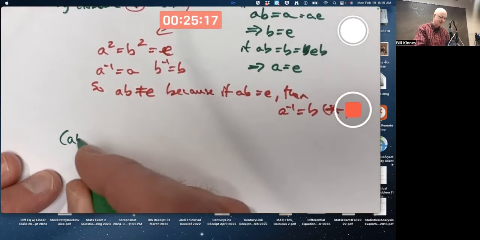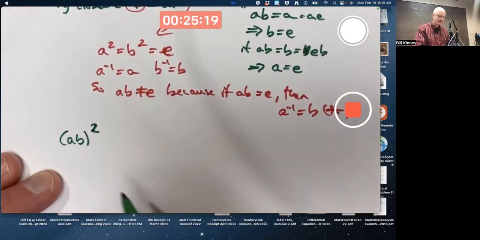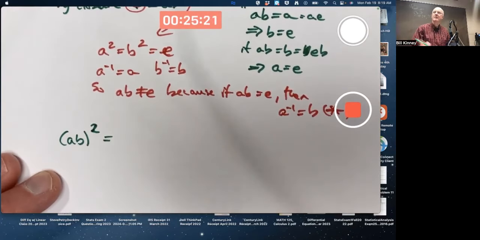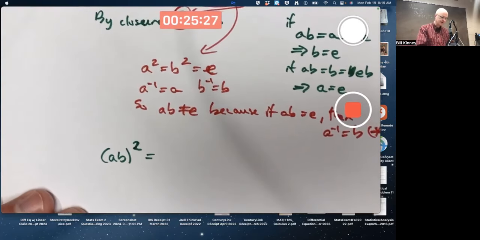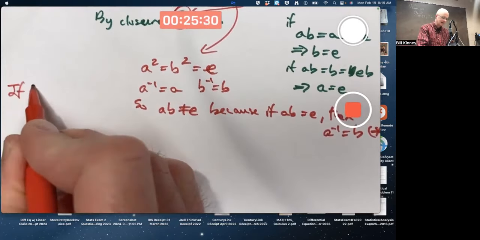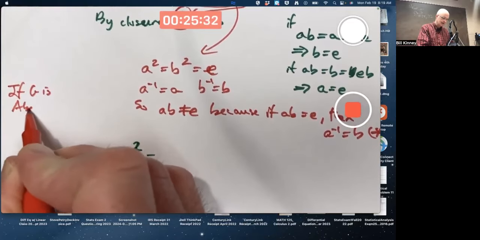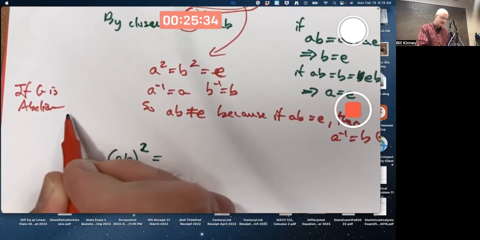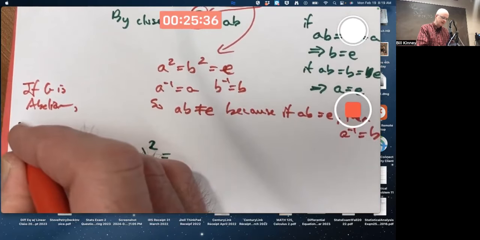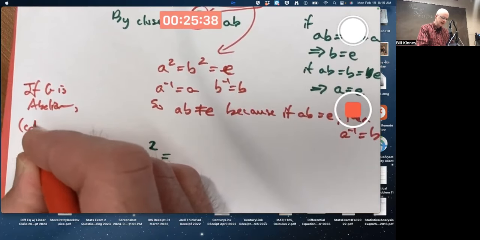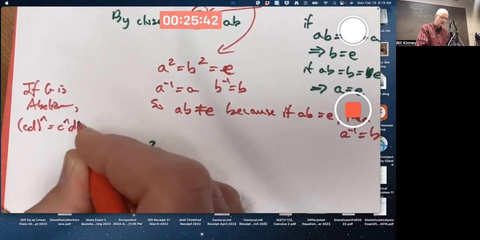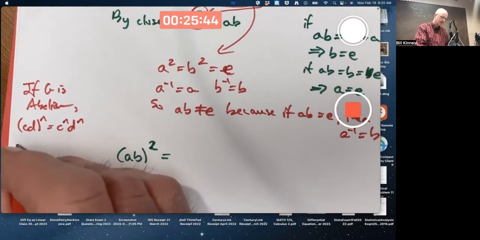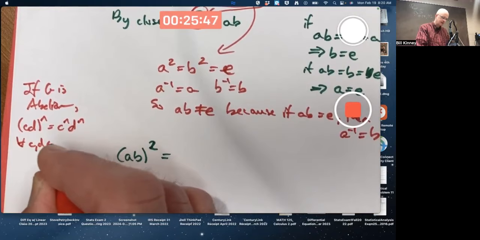What would happen if we squared AB? Oh, remember last week we proved that in an abelian group, if G is abelian, then for two arbitrary elements, I'll give them different names, C and D, say, CD to the nth power equals C to the n times D to the n. That exponent rule worked. That was something we proved last week.